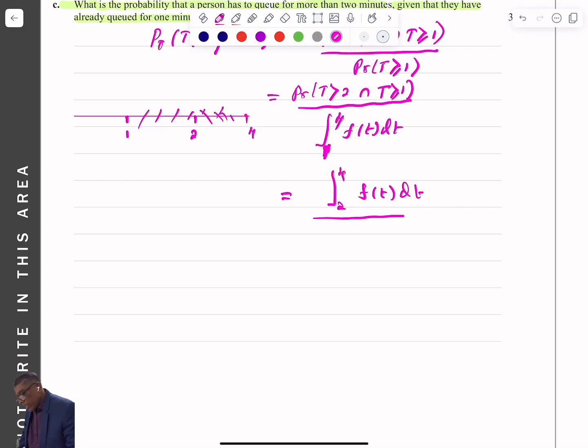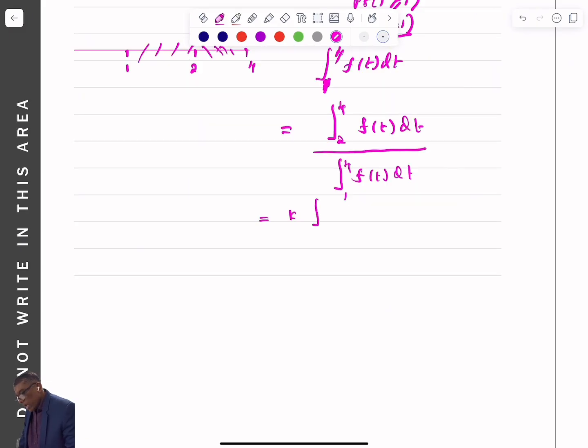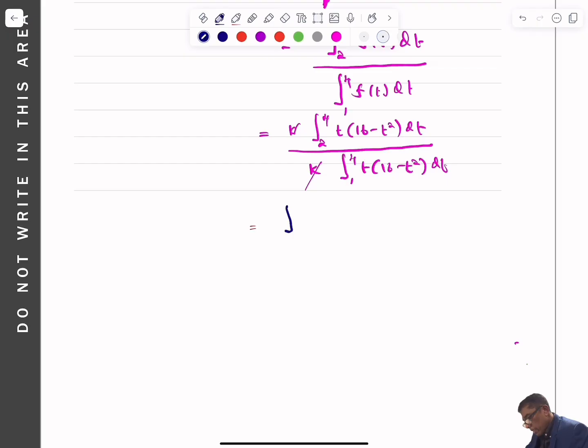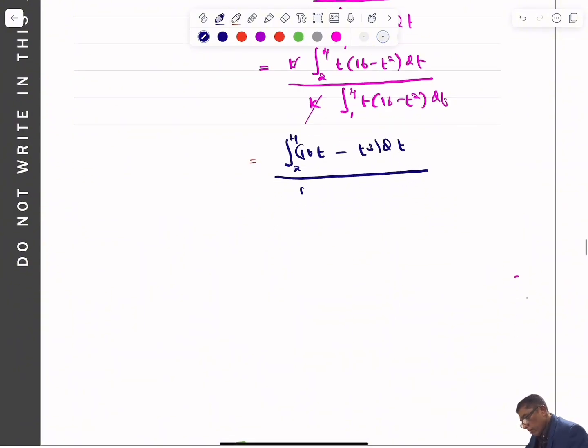Now we know what the f(t) is. K times 2 to 4 t times 16 minus t square dt divided by k times 1 to 4 t times 16 minus t square dt. We can cancel k. This can be written as 2 to 4 16t minus t to the power of 3 dt divided by 1 to 4 16t minus t to the power of 3 dt.